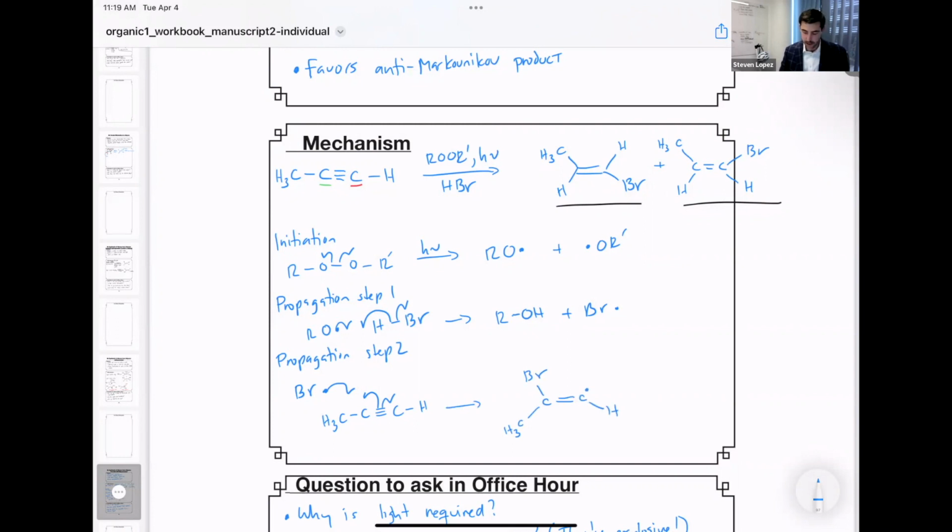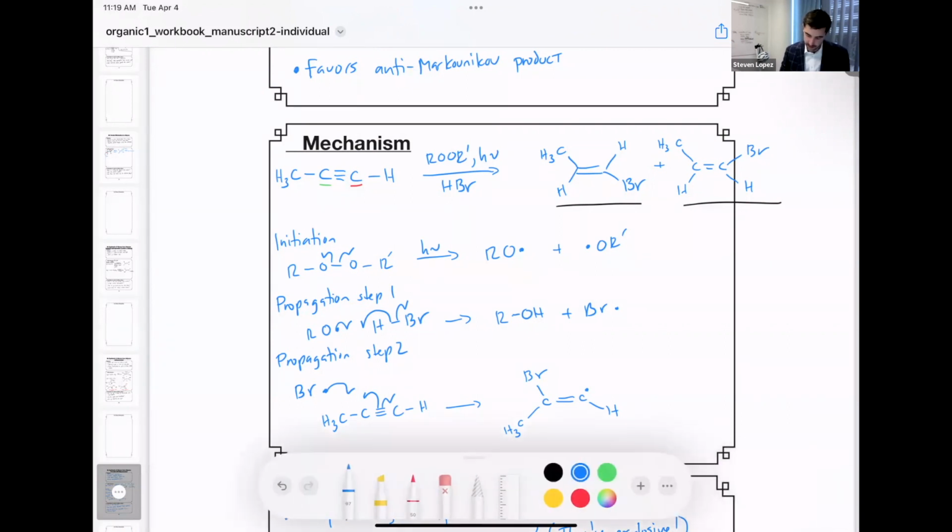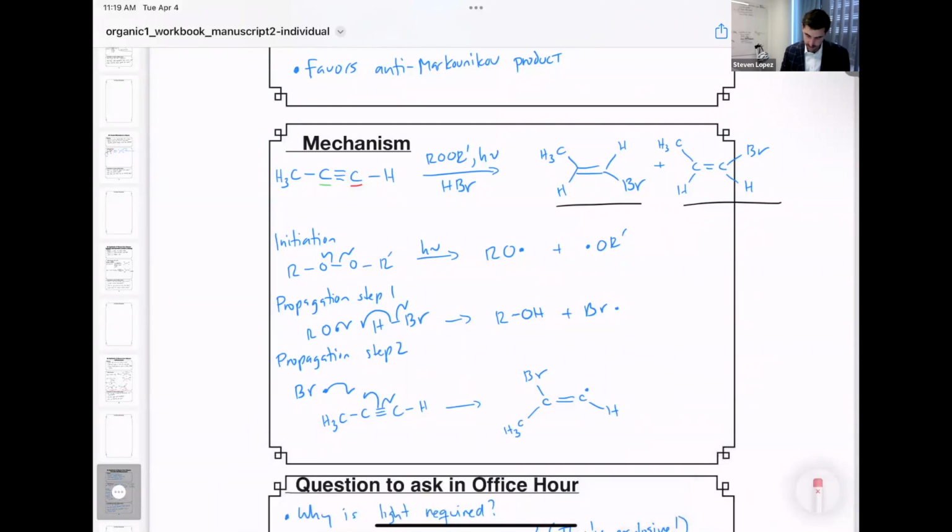There's a second propagation step where that bromine radical now can add to the alkyne. Right? And then if you add the bromine to the other end of the alkyne, I'm going to show that mechanism in red. Then we have these two possible intermediates.